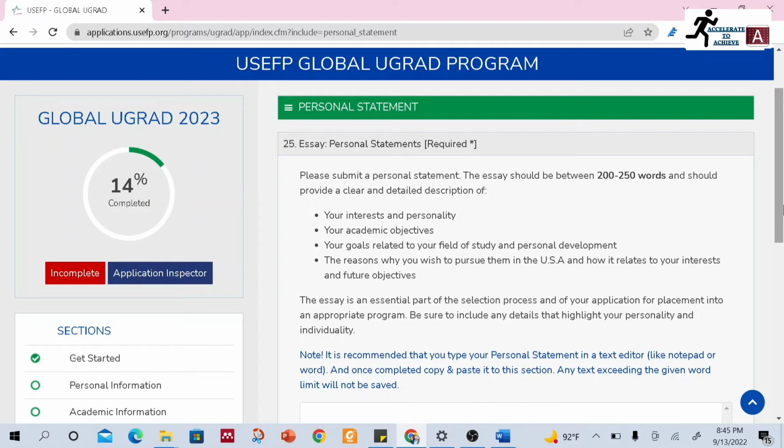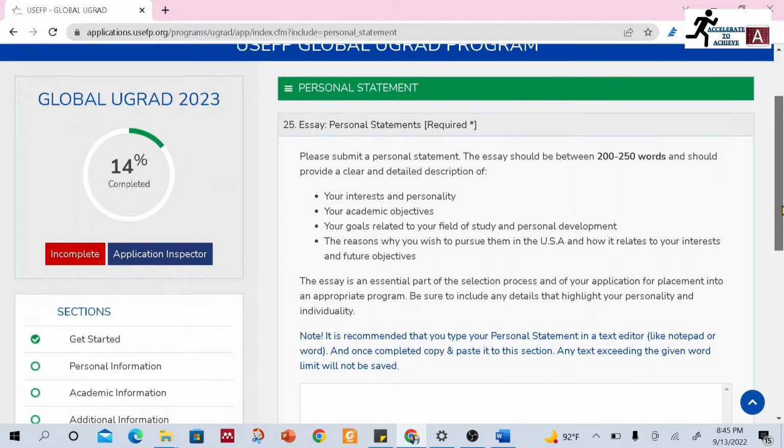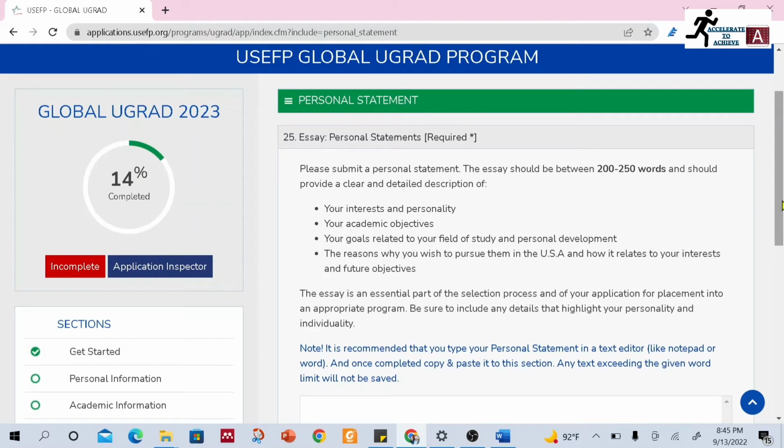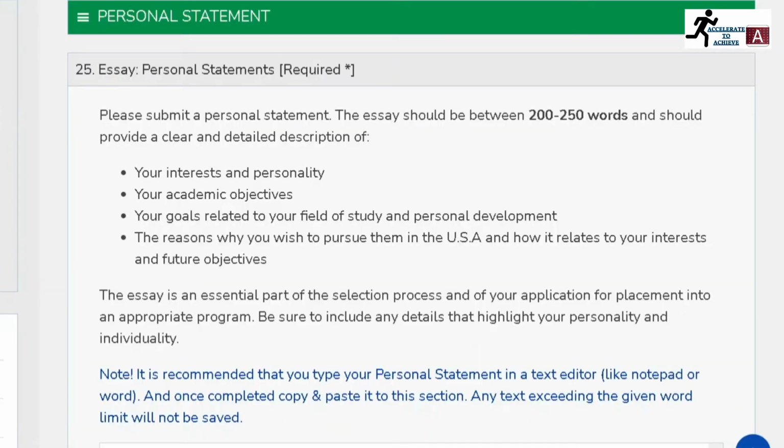So let's talk about this video now. When you are filling your application form, there is one section for the personal statement, which is one of the essential parts of your application, and you can see it on your screen. Now, here are some instructions given by USEFP regarding the personal statement. So let's read those instructions and then we will talk more in detail.